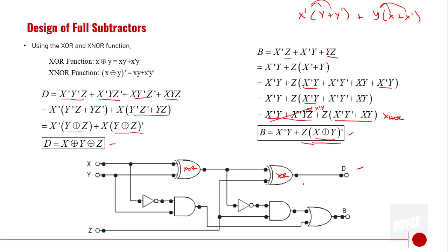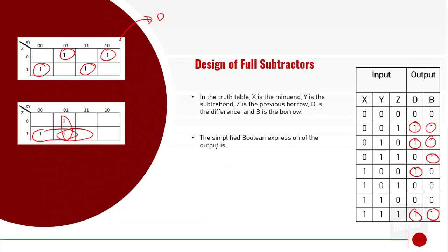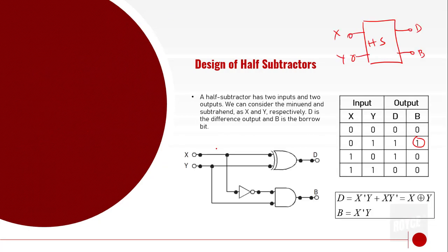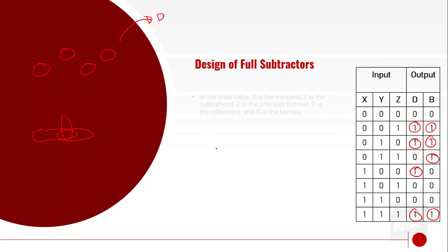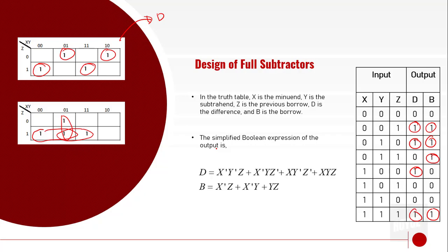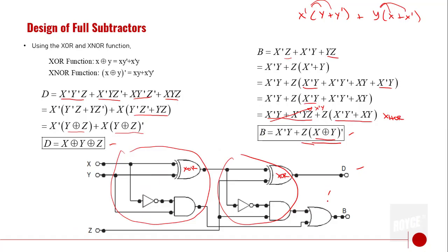Diba? So now we have our full subtractor. As you can see, full subtractors and full adders actually employ dalawang half. Ito, half subtractor, half subtractor. Balikan nga natin. Ayan, no? Half subtractor siya, diba? May nadagdag lang na iba pang mga logic gate. Ito. Okay?